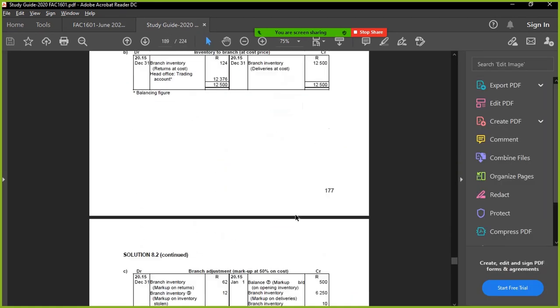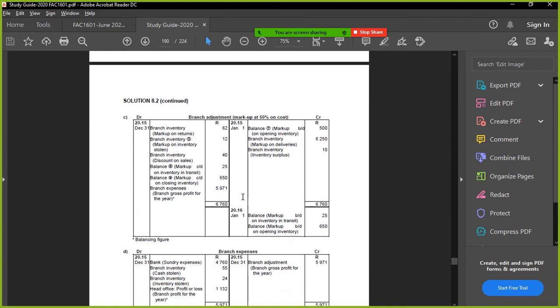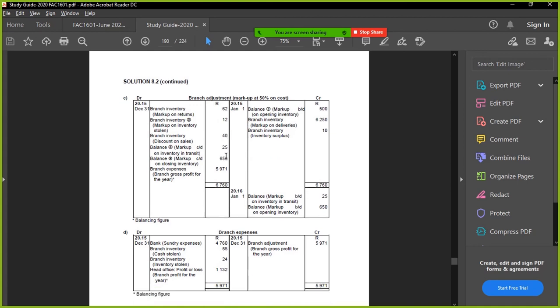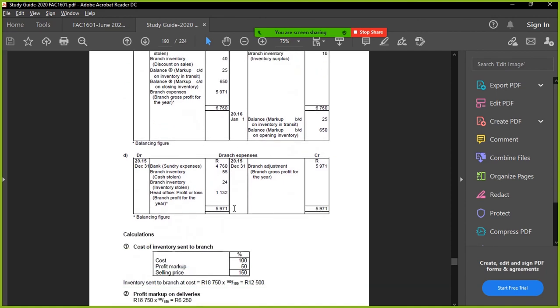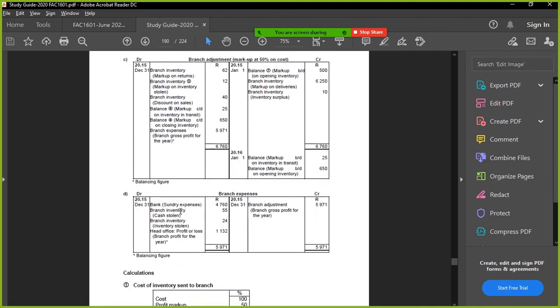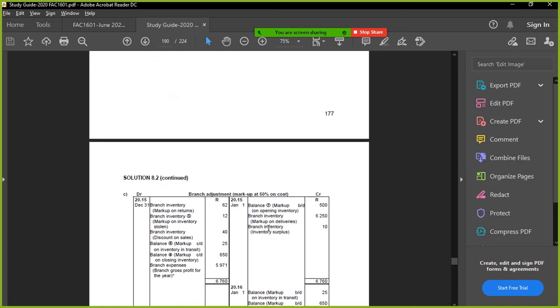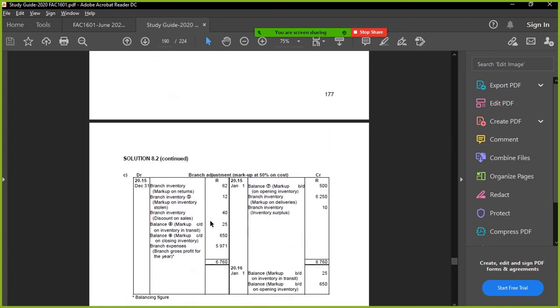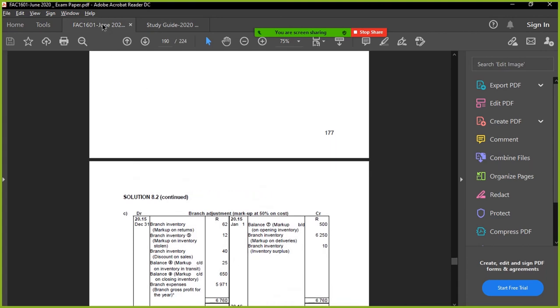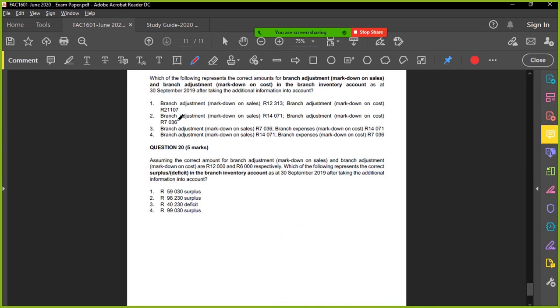Okay, in the branch expense account, did they show anything here? There's the branch discount, see, branch adjustment. There's the 40. Okay. In the branch expenses account, it isn't branch expenses. There's no branch expenses. It must be branch inventory. There's nothing here. See? Yes. Cash stolen, inventory stolen, branch profit. Okay, so you don't use branch expenditure. It must be branch adjustments. All right, so which option? Option 2. 2.